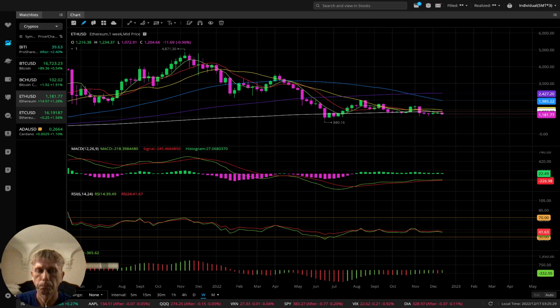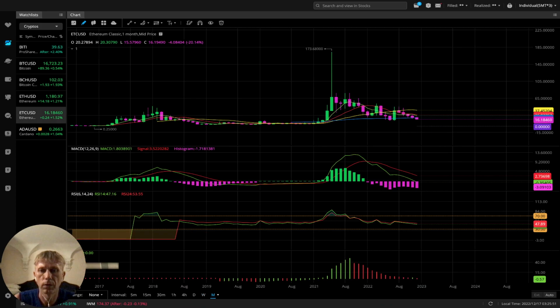Let's move to Cardano to see what's going on with Cardano weekly. It's still a bearish trend, not far below all moving averages, but it's building a bullish direction. It has bullish divergence on RSI, on MACD, bullish divergence on all indicators.